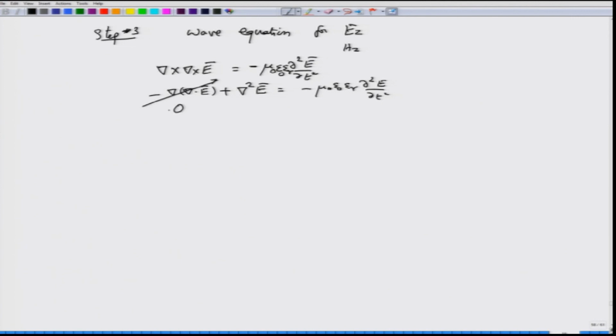I am going to talk more about how I can set this to 0, or whether I can set this to 0, for the optical fibers. It turns out in general I can't set this to 0, but only in this special case I can do so.